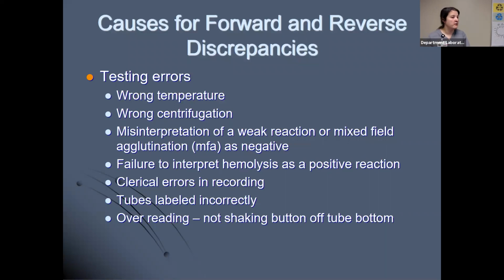We just put an H there for hemolysis. Clerical errors in recording. Let's say you're doing your patient testing, you read your tube reaction, it was negative, but somehow you enter it on paper or in the computer as 4+. All right, so that happens. It's just a mind thing, but that's why we always want to repeat our testing before we report out a discrepancy. Tubes labeled incorrectly. Again, maybe you use the wrong patient plasma, or maybe your specimen tubes don't match your testing tube labels. So labeling is a huge thing in blood bank too, and I will really harp on you guys in the lab about labeling, okay?